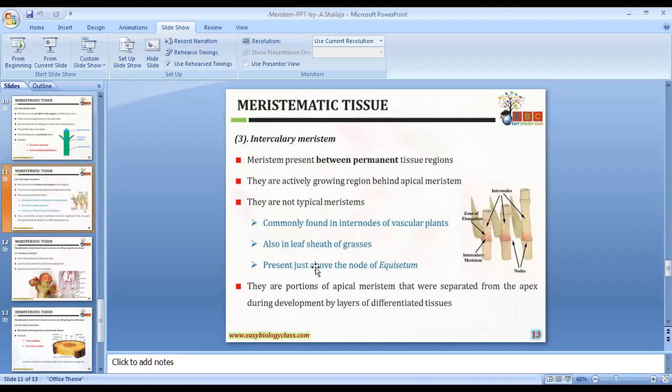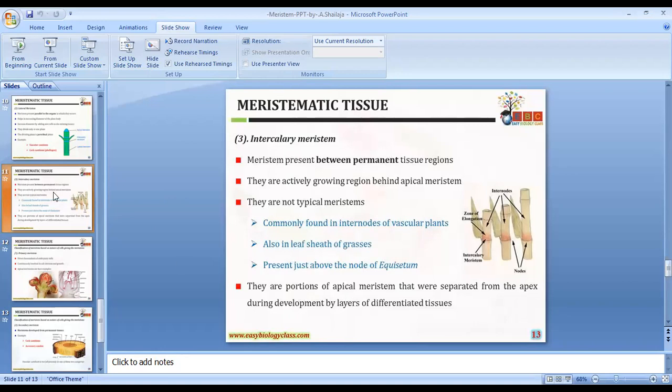Between two nodes, that internode space is there. Commonly we find in vascular plants that intercalary meristem is present at that place. Between the two nodes is the internode. Also in the leaf sheath of grasses it is present, and just above the node of Equisetum. In Equisetum we observe that intercalary meristem is present above the node. These are portions of apical meristem that were separated from the apex during development by layers of differentiated tissues. This is the intercalary meristem.